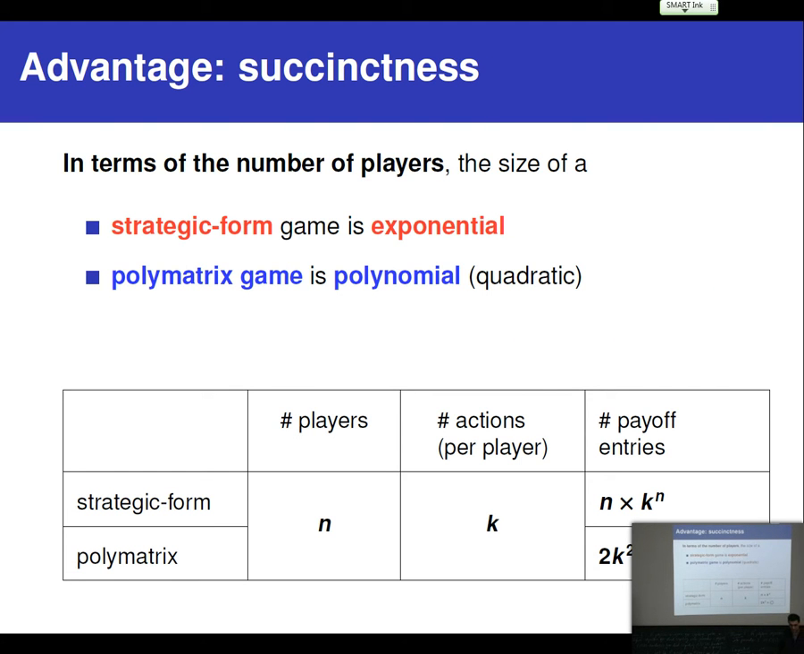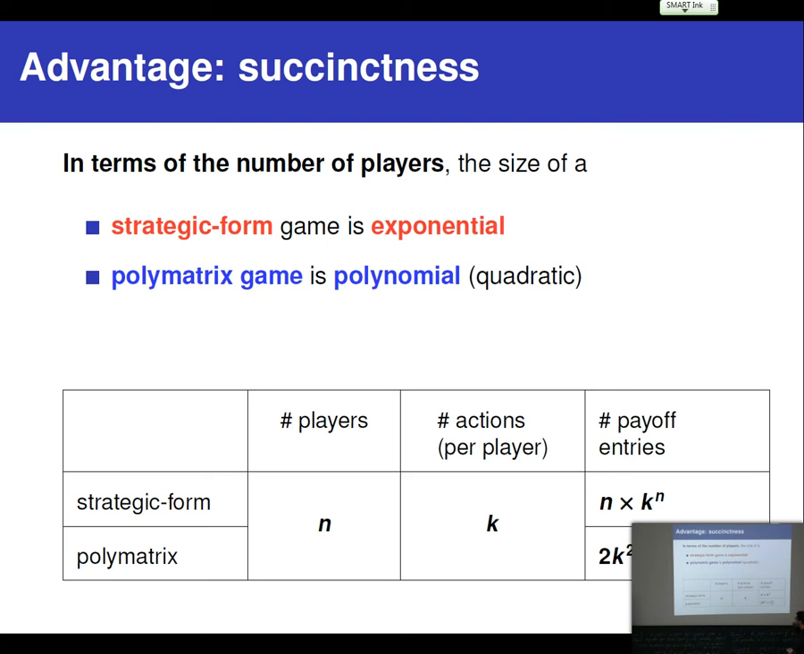Okay, so what's a clear advantage of polymatrix games? If you have a general number of players, a strategic form game will be exponential in size. A polymatrix game, on the other hand, is polynomial in size. So for a general strategic form game, if we assume for simplicity in this calculation that each player has exactly k actions, then we need to specify payoffs for each of the players for each possible choice among their k actions. So that gives us this n times k to the n many payoffs that we need to specify.